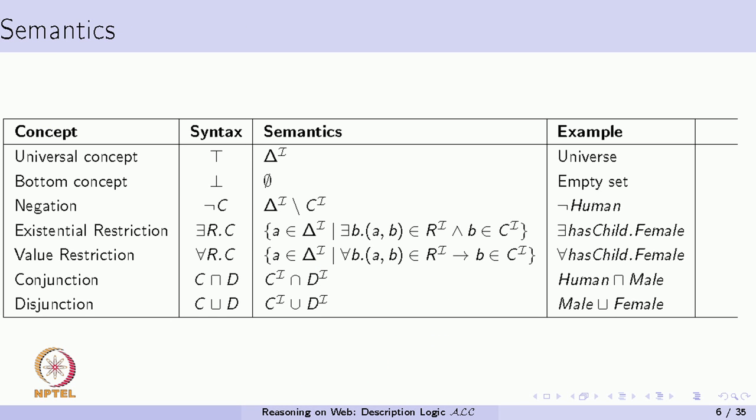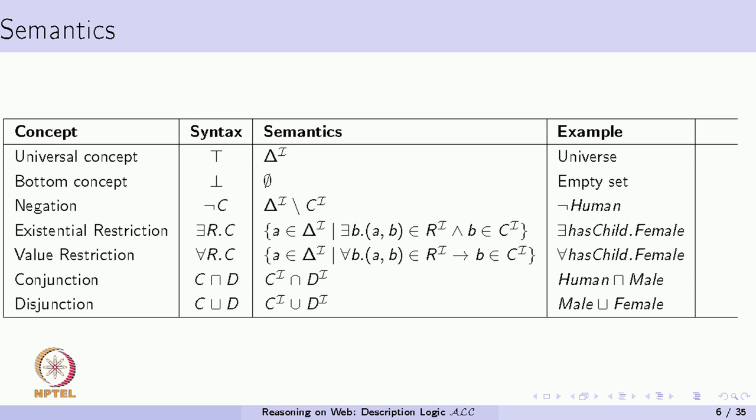Okay. So, these are the different concepts that we have. We have the universal concept which corresponds to thing or top and corresponds to the whole set. We have the bottom concept which corresponds to nothing or the empty set. We can talk about negation. So, if C is a concept, then negation of C is a concept. What is negation of C? It is basically the complement of C. So, from the original universe we remove C and what you get is negation of C. So, for example, not human would be a concept.